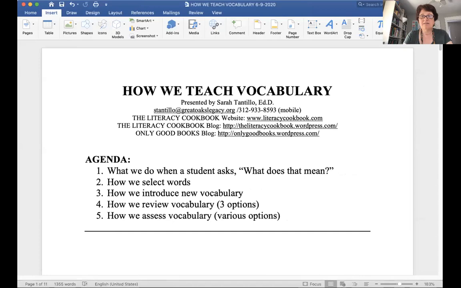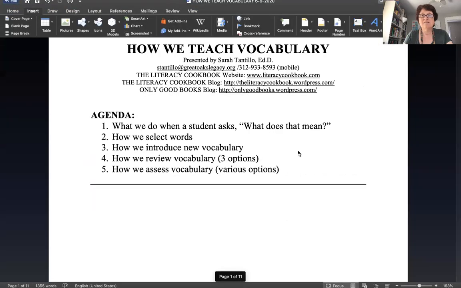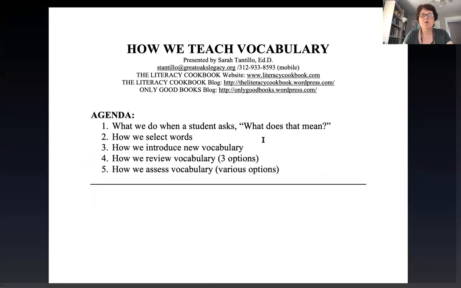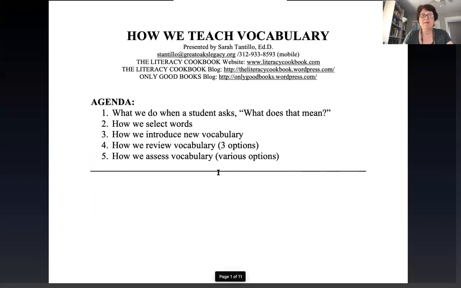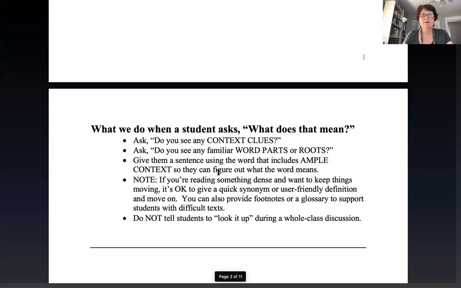Here we go. All right. So I'm going to cover 5 things today. What do we do when students ask, what does that word mean? How do we select the words? How do we introduce them? How do we review them? And how do we assess them? So let's get right to it.